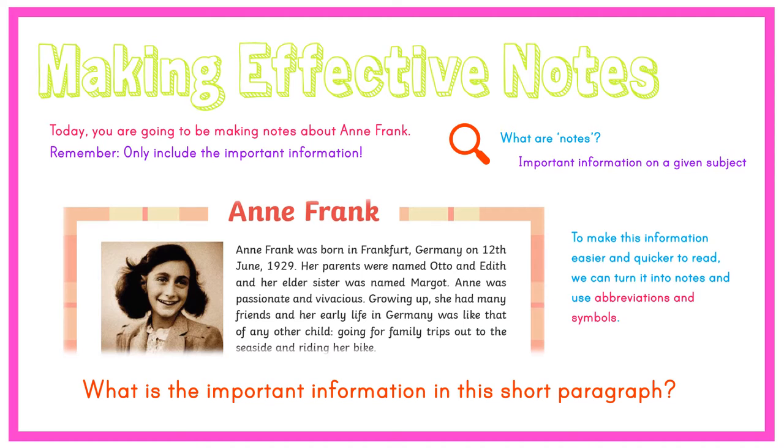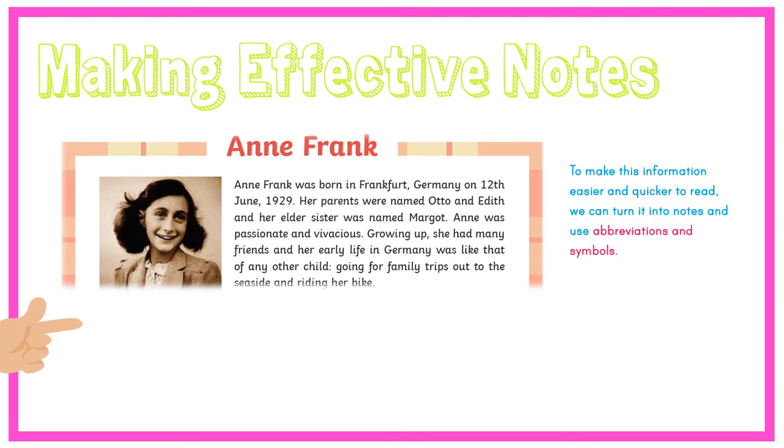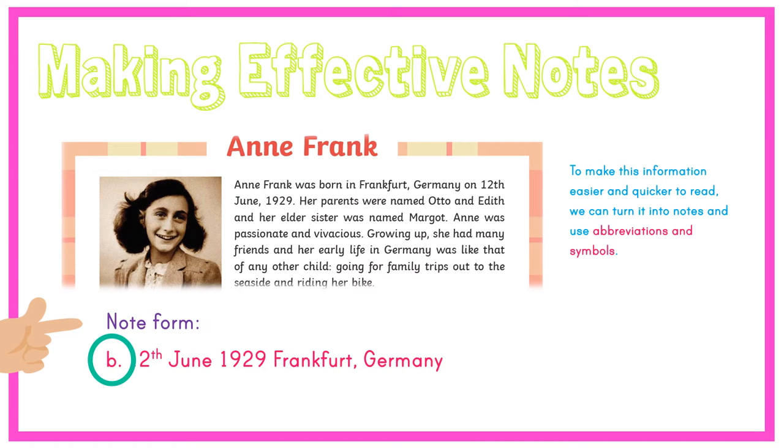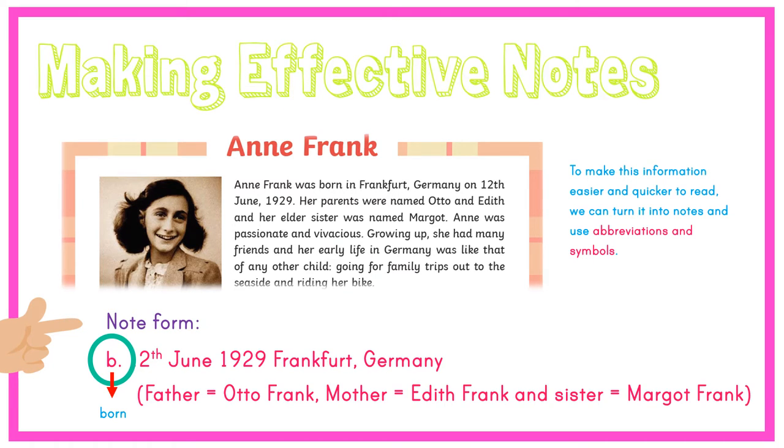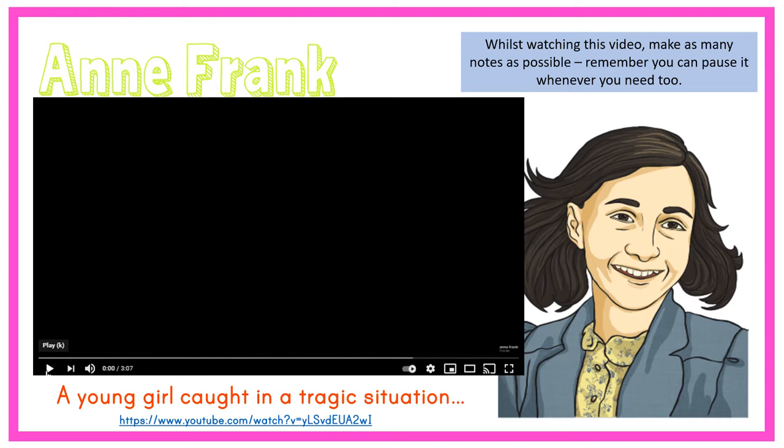Okay, so to make this information easy and quicker to read, we're going to turn it into notes and use abbreviations and symbols. For example, note form birth, so B, full stop. 12th of June 1929, Frankfurt, Germany. That gives us when and where she was born. In brackets, father Otto Frank, mother is Edith Frank, and sister is Margot Frank. So rather than writing a whole sentence, you can just write some notes.